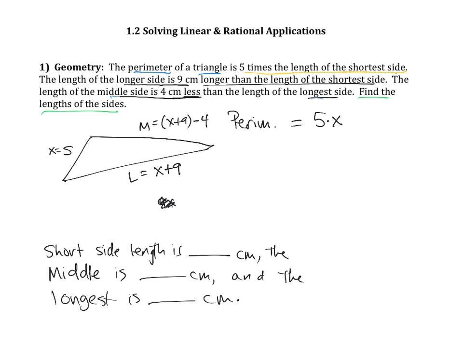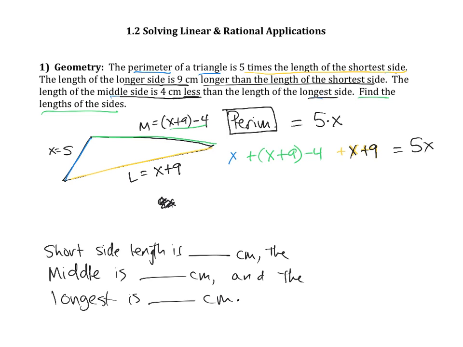Okay, and now we need to put this information into an equation. Perimeter is talking about the sum of all the sides, so we're just going to add them up. We have the shortest side is x, the middle side is x plus 9 minus 4, and the longest side is x plus 9. So we just add all those up. That's our perimeter, and that is supposed to be equal to 5x.